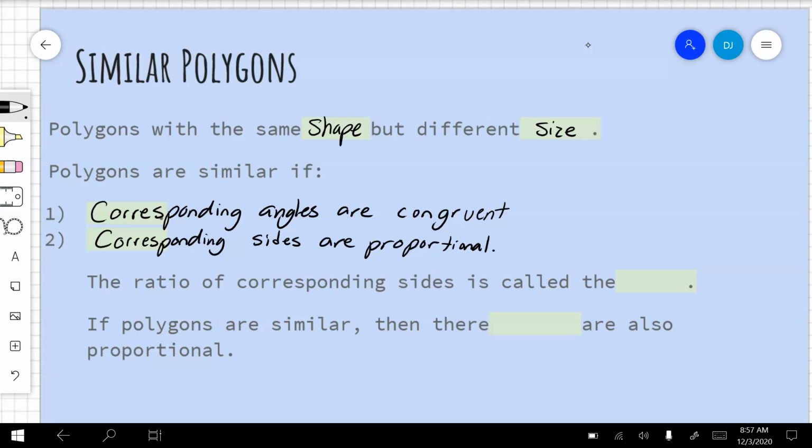Now the ratio of the corresponding sides, that's called scale factor. And the polygons are similar if their perimeters are also proportional. So at this time, I would like you to pause the video once I have everything written down, finish up your notes, and then play when you're ready to move on.